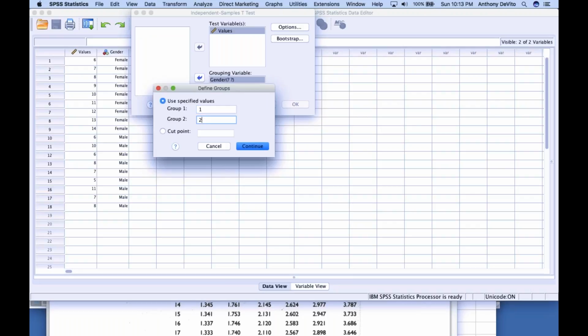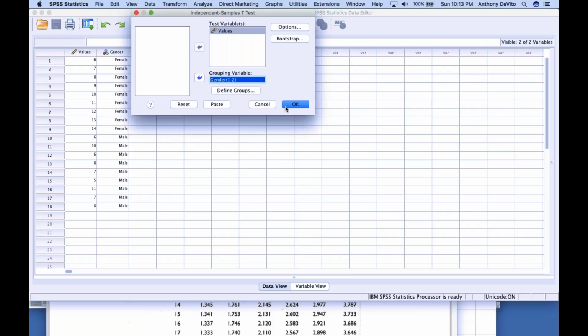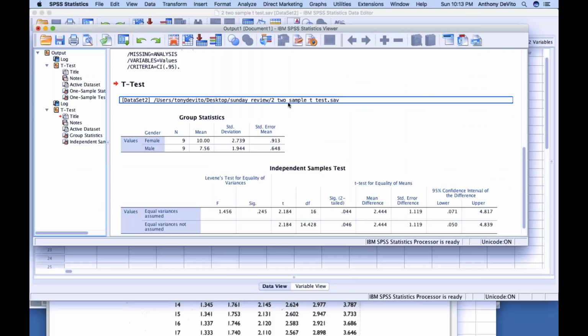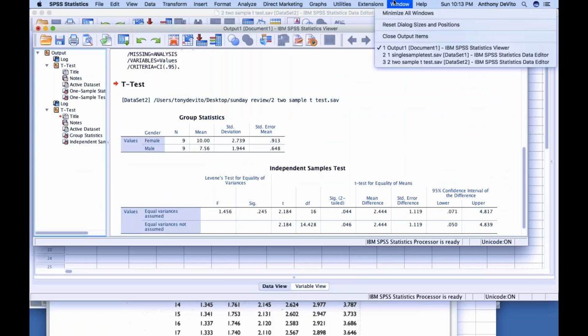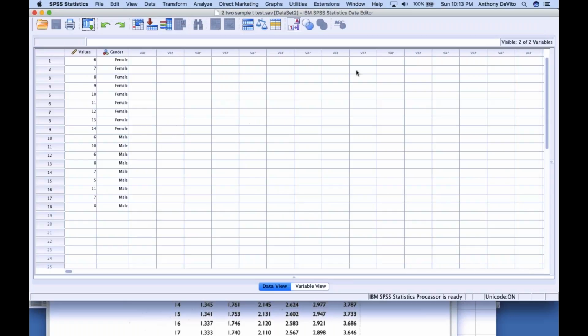Okay, I'll show you. We can see that if we went into the variable view, we can see that that's true. But I'll show you in a second. I'm going to click OK. Okay, and it does our t-test for us. Okay, just so you know, I'm going to go back to my 2-sample t-test.